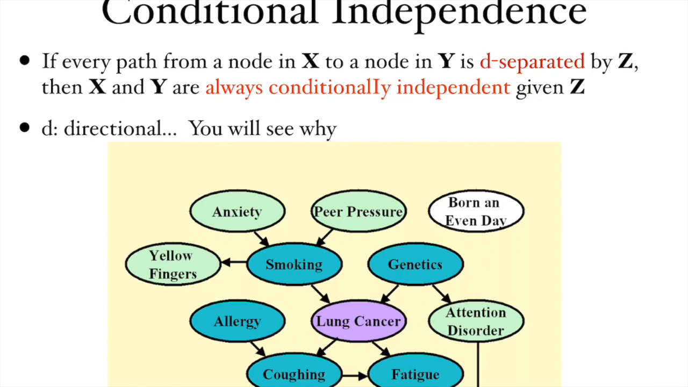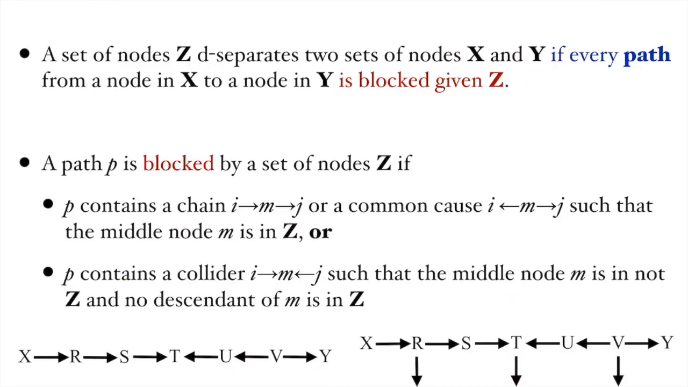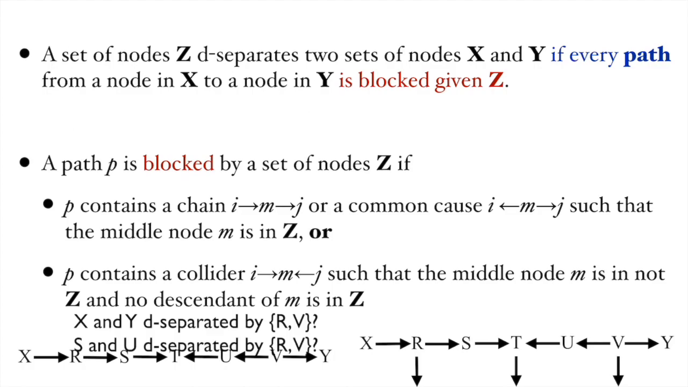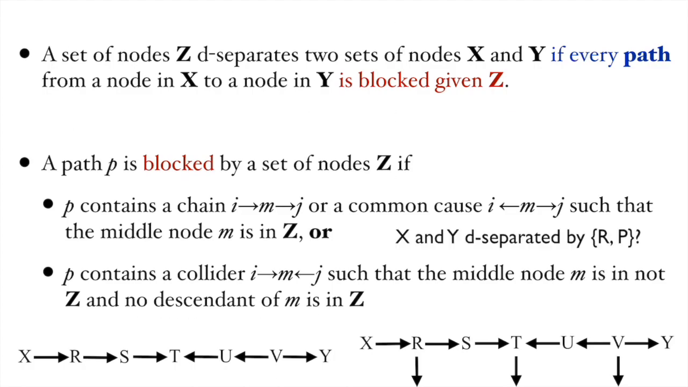And D-separation, what does D mean? D is directional. It's not dependent, D is directional. Why? Because when we determine whether two variables or two sets of variables are d-separated by another set of variables, we have to make use of a direction. That's why it's called directional separation. Okay, with D-separation, then you can just do some exercise. Let me skip this.